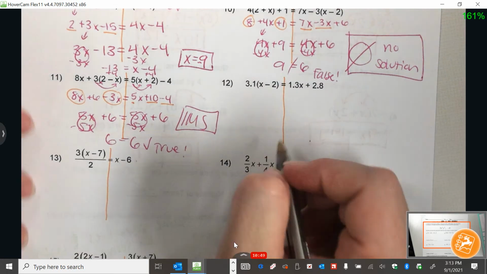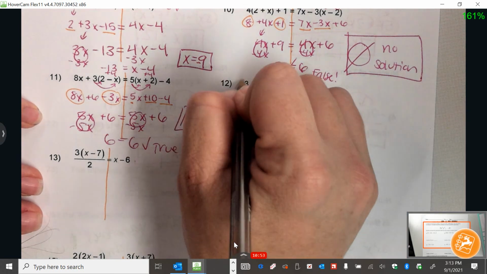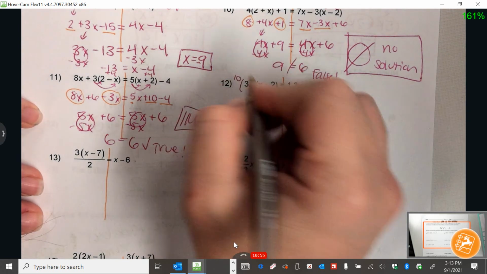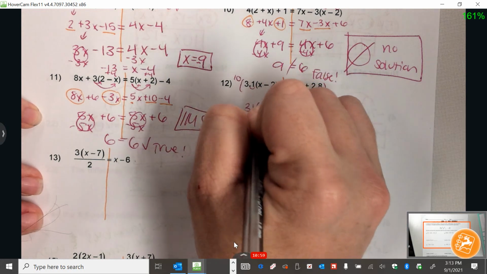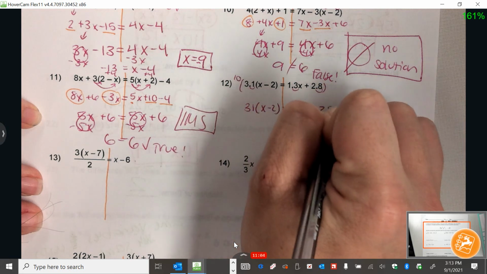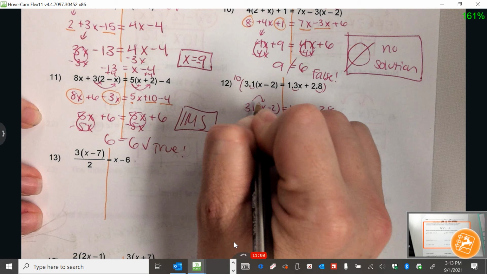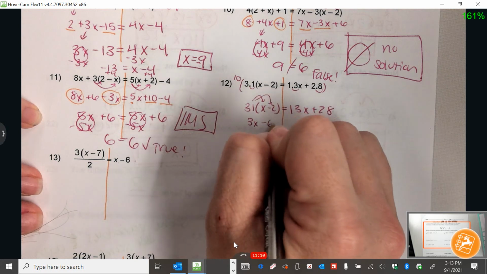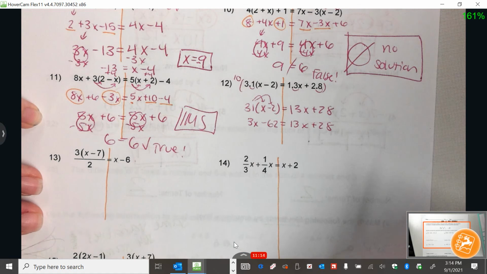Okay, on number 12, you can leave it decimals, or you can multiply everything by 10. And what that does is it just moves all the decimals over once. So I get 31x minus 2, 13x plus 28. So I'm going to distribute 31x minus 62 equals 13x plus 28.